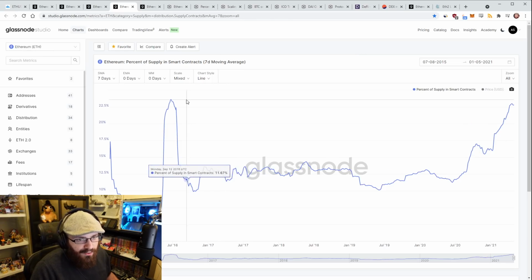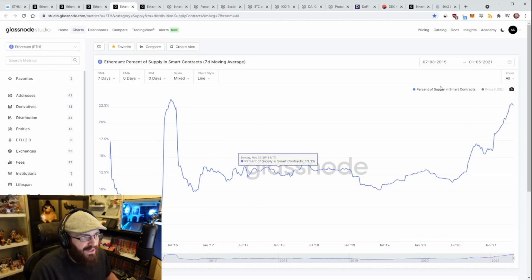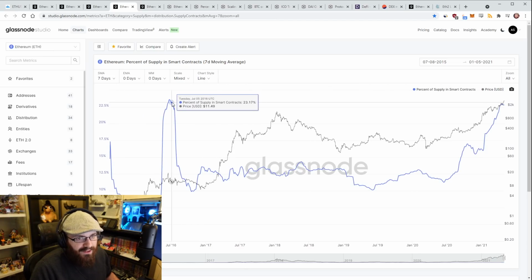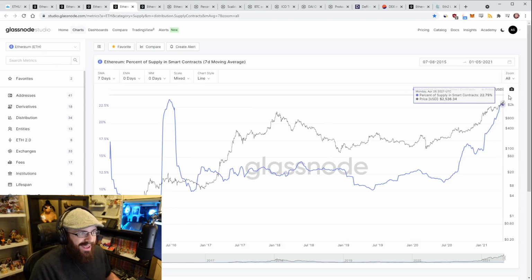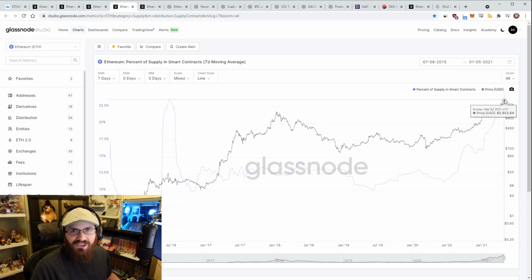And the last time it was this high was the DAO, when people were putting all their ETH into the DAO. And at the time, the price was completely different. If you look at the price back here, it was like $15. So 23% of the ETH supply at $15. It was more of the ETH supply back then because there was less of it. But 23% at $15 doesn't even hold a candle to 23% at $3,000, right?